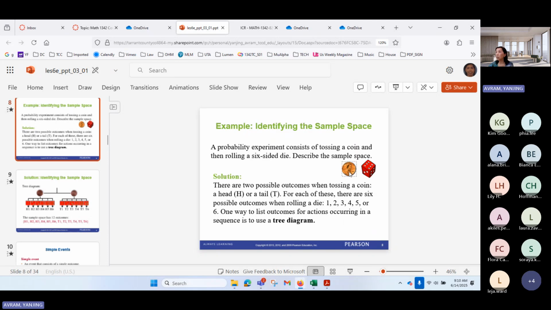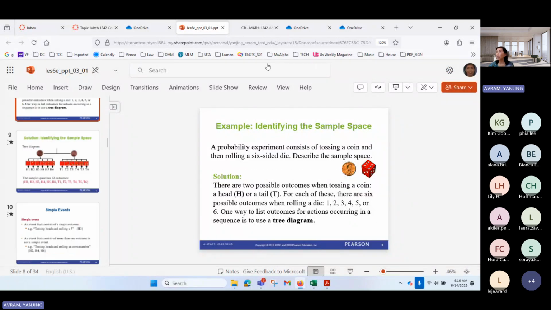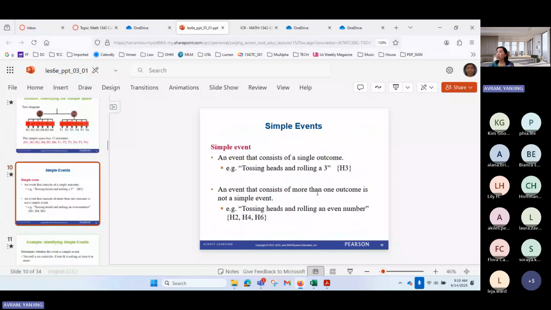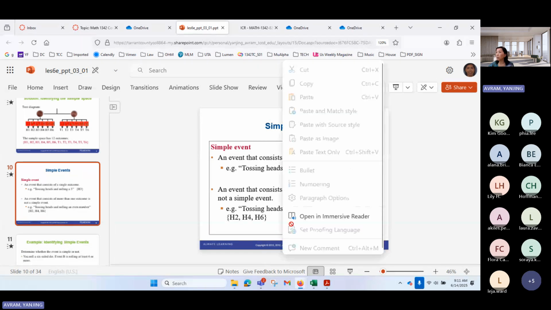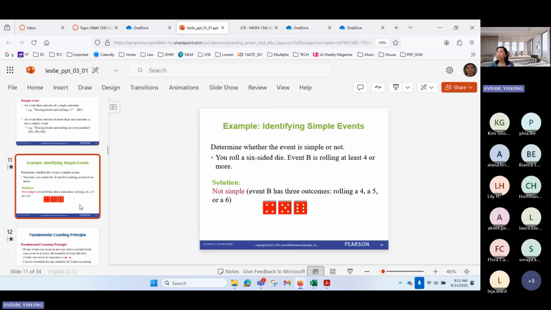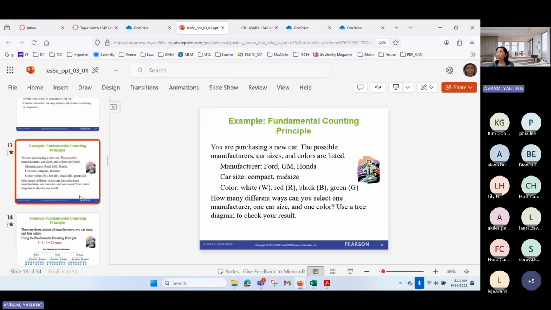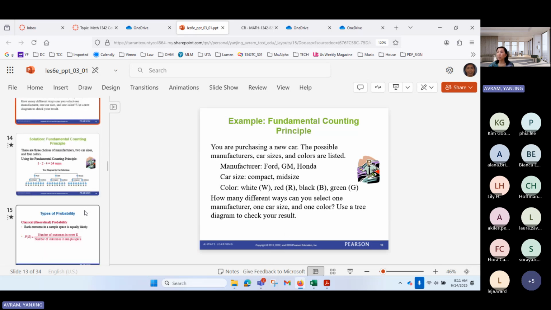If you just toss a coin, you're going to have a head and tail. So that's the sample space. And the event of getting a tail will be a simple one because you only have one tail or one head. Tossing a head and rolling a 3, you only have one outcome, so that is a simple one. But if you toss a head and roll an even number, you're going to have 3 outcomes, so this one is not a simple event. Those are the things you will need to be able to identify.